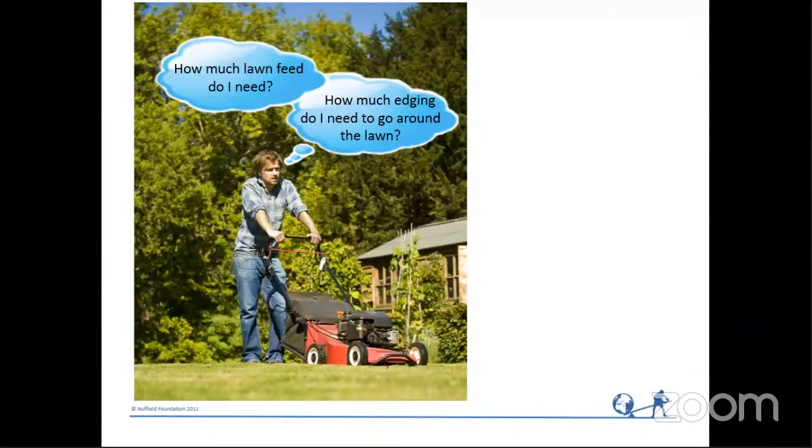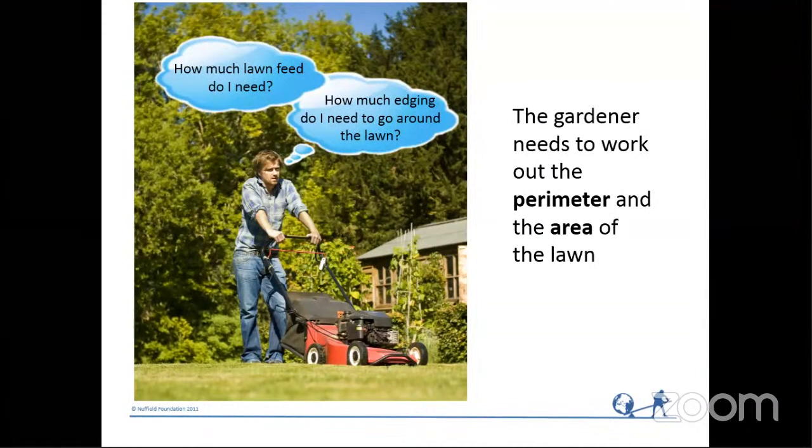So here we have someone, I think, mowing in the compound, and we need to find out how much he needs to go around. We are calling him a gardener, and he needs to work out the perimeter and the area of the lawn. So we need to know what he has to keep in mind in order to come up with the perimeter and the area.